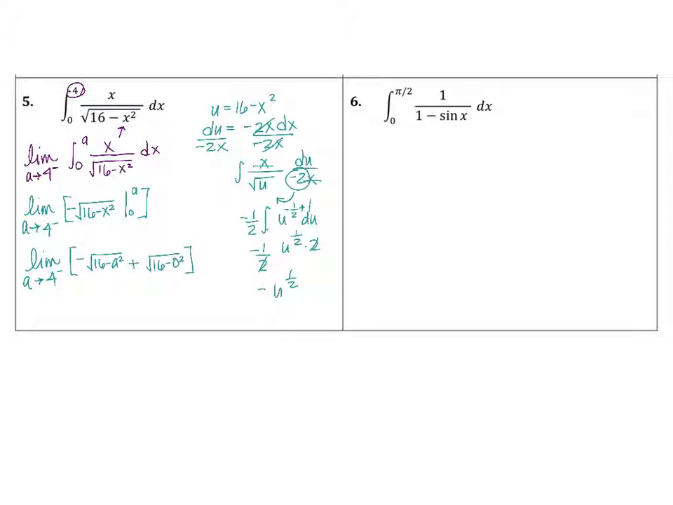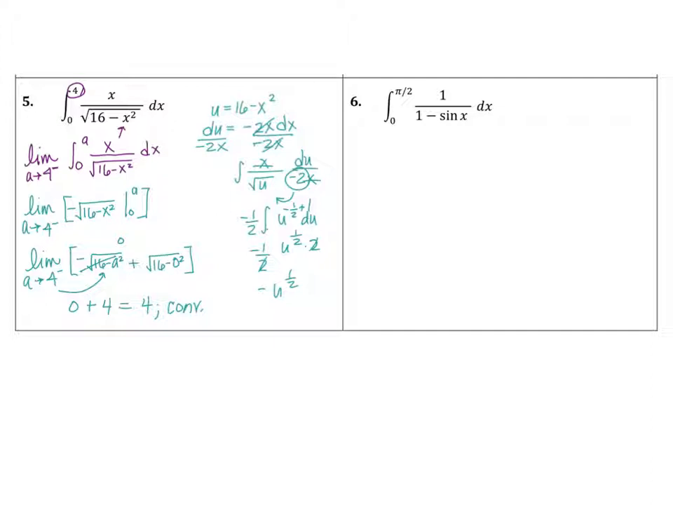And so here, if a is approaching 4 from the left, that's going to get closer and closer to 4 and the whole value is going to go to 0. So it looks like we're left with 0 plus square root of 16. So we're going to get 4, and therefore this converges.